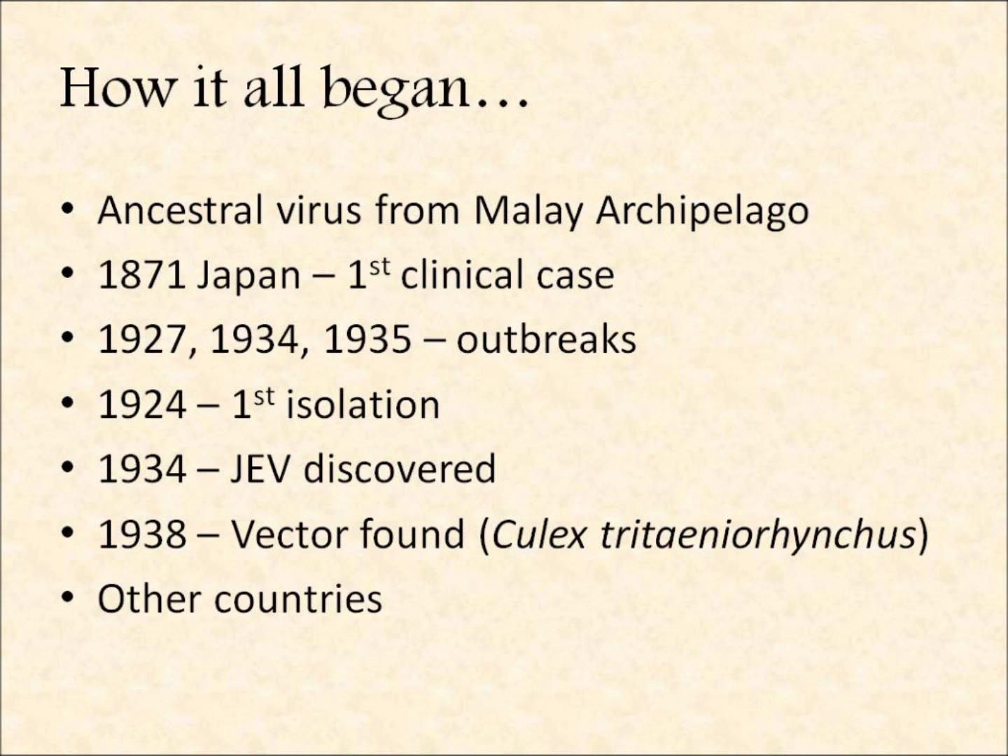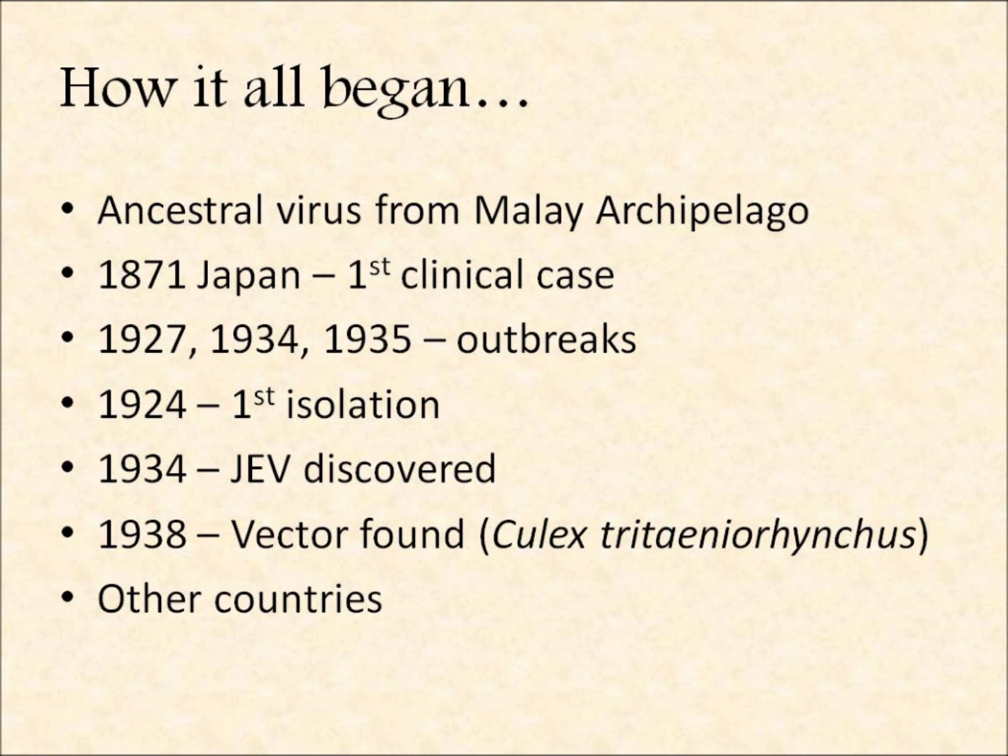So first of all, a little bit of background history on Japanese encephalitis. Through genetic research, the virus was found to evolve from a very, very old virus from the Malay archipelago in Southeast Asia. The disease was called Japanese encephalitis due to the fact that the first clinical case was in Japan during the year 1871, and subsequent outbreaks occurred in the years shown in the slide.